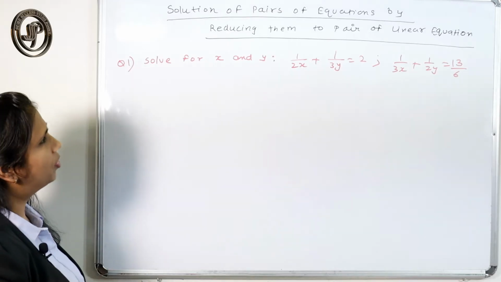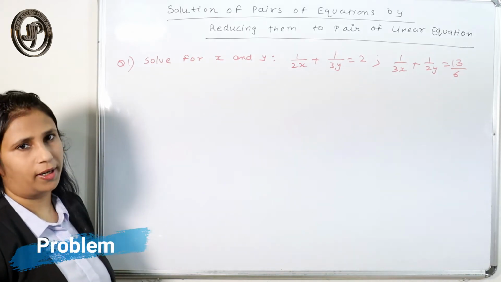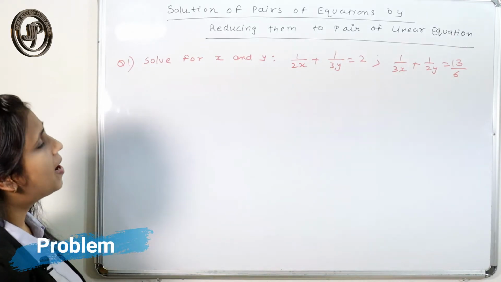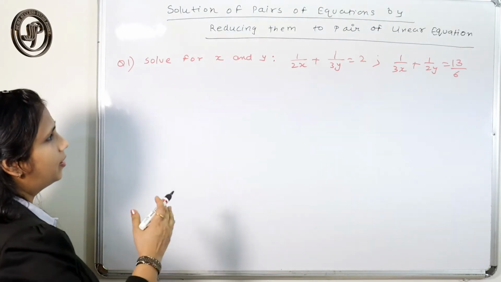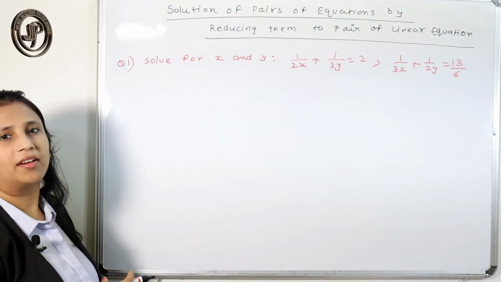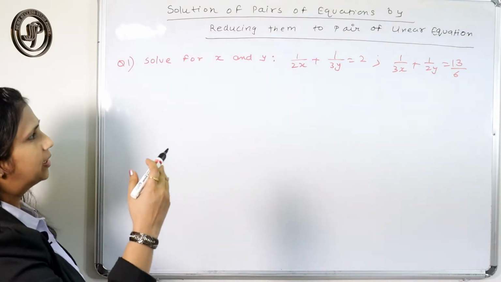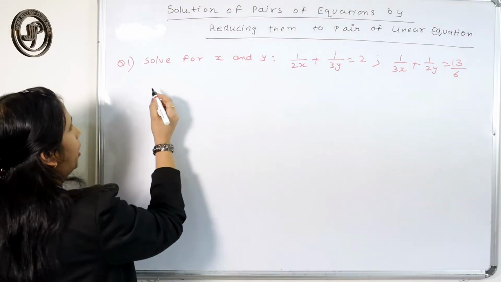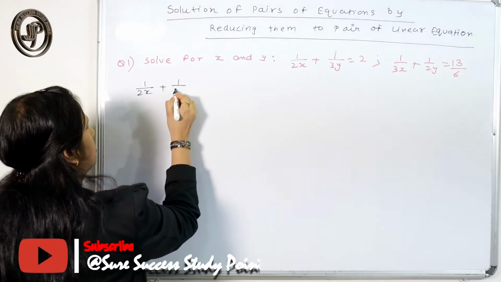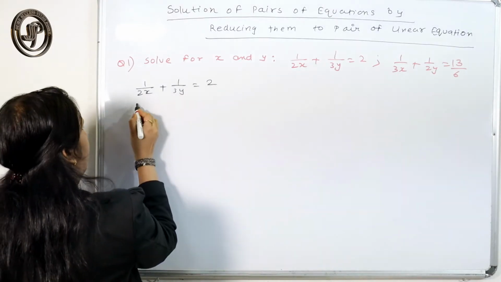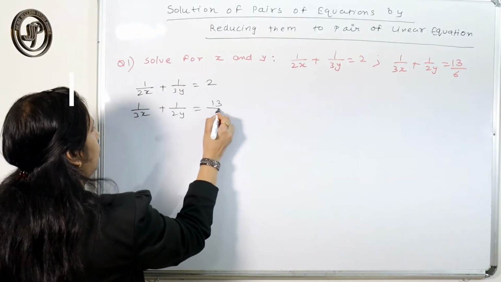So, let us have a question. We have this question and here we have to solve for x and y. Here you will see that the equation is not in the standard form, that is ax plus by is equal to c. Here your x and y are in the denominator. So, what can you substitute? You just have to take those variables in the numerator. The variable should not be in the denominator.